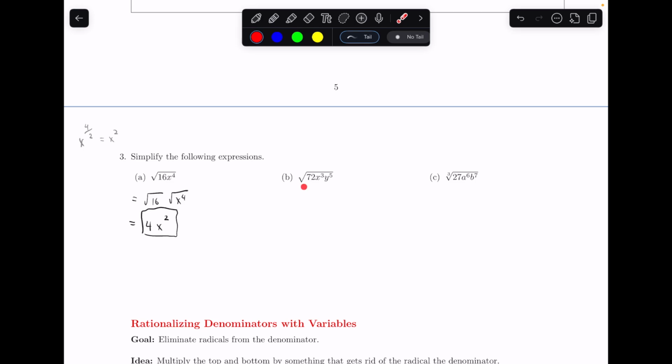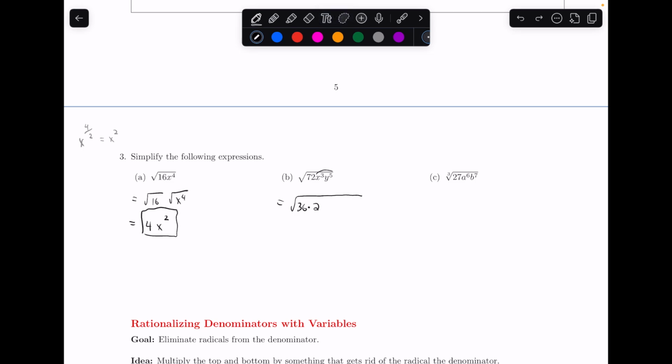So I got the square root of 72 x to the third y to the 5. This one's tougher because all of the terms inside don't have a perfect square root. So we've seen that when something like 72 doesn't have a perfect square root, you try to find a perfect square that evenly divides it. So I know that 72, for example, is 36 times 2, because the square root of 36 is really nice.